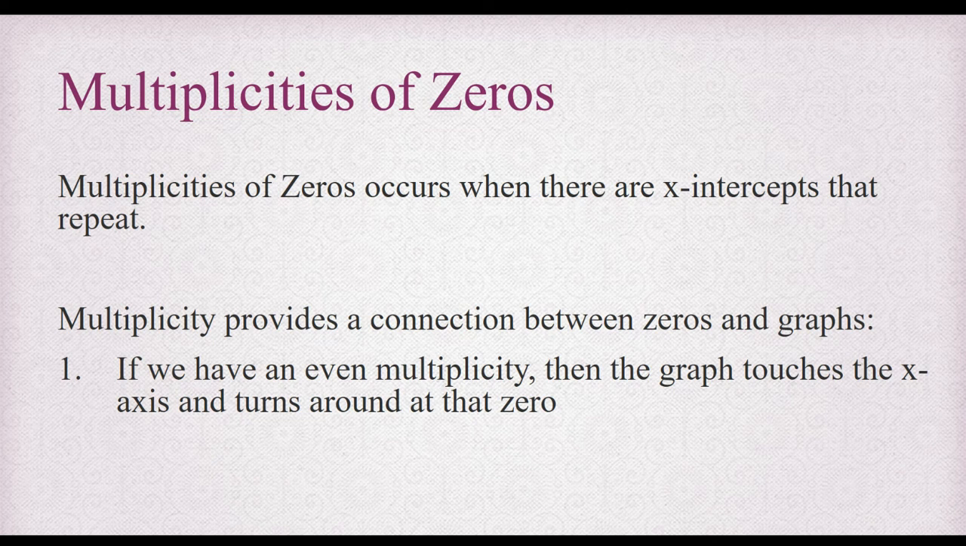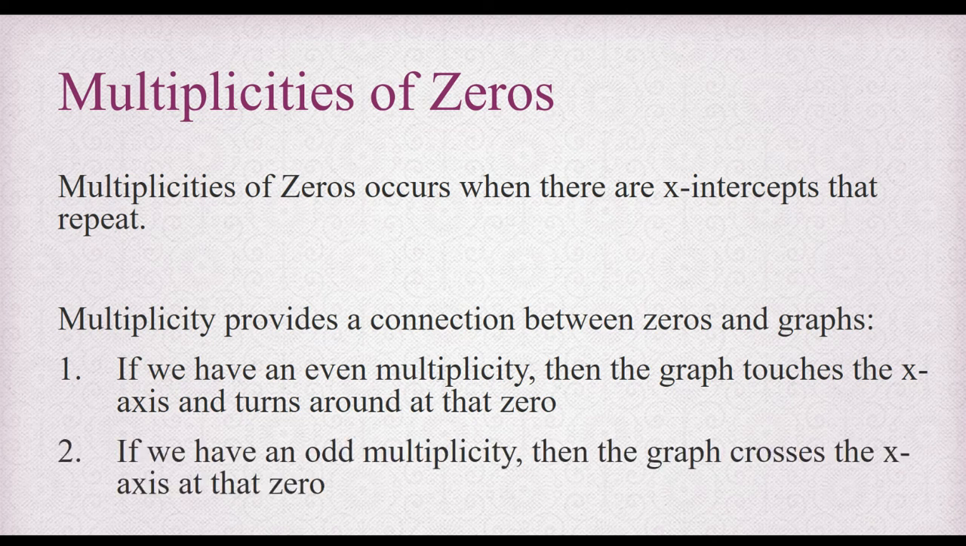So there's a couple of scenarios. If we have an even multiplicity, then the graph touches the x-axis and it turns around at that 0. If we have an odd multiplicity, then the graph crosses the x-axis at that 0. So when I say even multiplicity versus odd multiplicity, that means even multiplicity, I have 2 of the same number or 4 of the same number. So I have an even amount of the same number. When we're talking odd multiplicity, that means that that number repeated 3 times or 5 times or even just once. So it's depending on, am I going to touch and turn or am I going to cross through the x-axis?